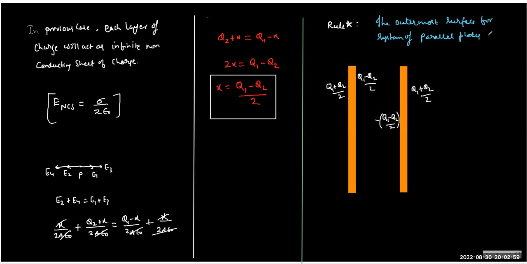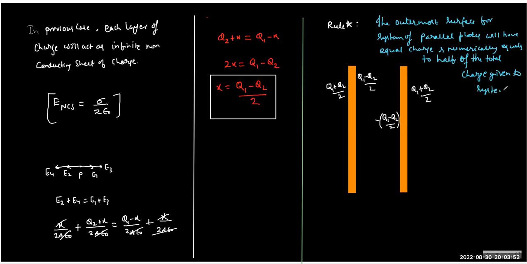The outermost surface for system of parallel plates will have equal charge, and then numerically equals to half of the charge given. Okay. Outermost surface for system of parallel plates will have equal charge and numerically equals to half of the total charge given to system, not one. So we'll do some practical applications, then that will be a bit easier for you.